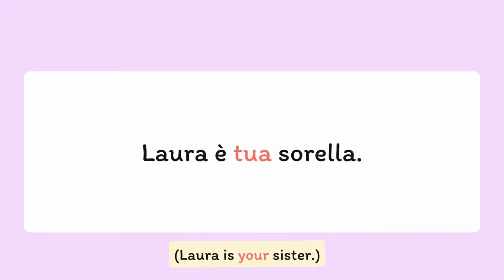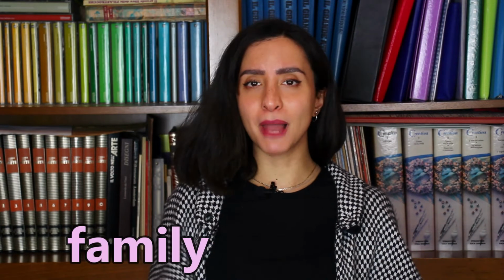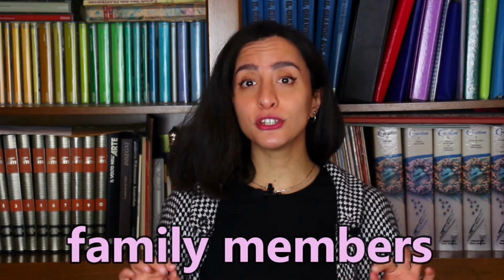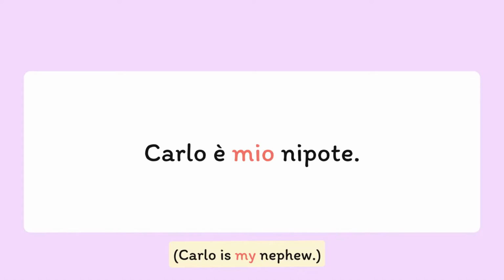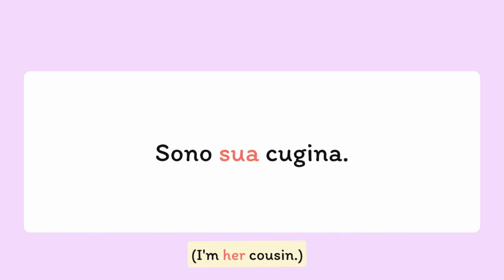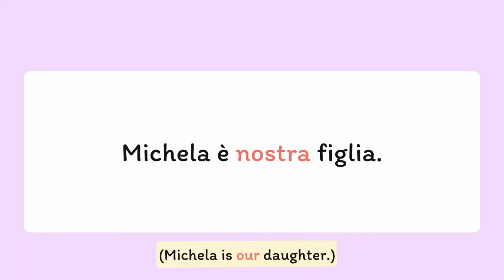But let's look again at sentence number 5. Laura è tua sorella. Yes, I said tua sorella. There's no article preceding the adjective in here. This is a very important exception to remember, guys. When we refer to family members, we do not use the article. Let's see some more examples. Carlo è mio nipote. Carlo is my nephew. Sono sua cugina. I'm her cousin. Michela è nostra figlia. Michela is our daughter.